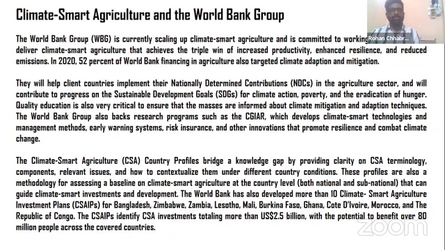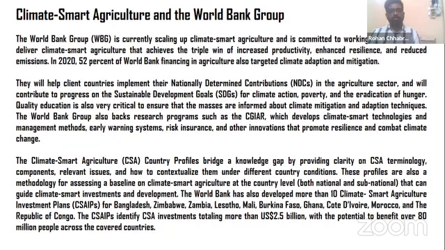The World Bank has committed to client countries that it will implement their nationally determined contributions in the agriculture sector and will contribute to progress on the sustainable development goals for climate action, poverty, and eradication of hunger. Quality education is also very critical to ensure that the masses are informed about climate mitigation and adaptation techniques. The World Bank also backs research programs such as CGIAR, which develops climate smart technologies and management methods, early warning systems, risk insurance, and other innovations that promote resilience and combat climate change.